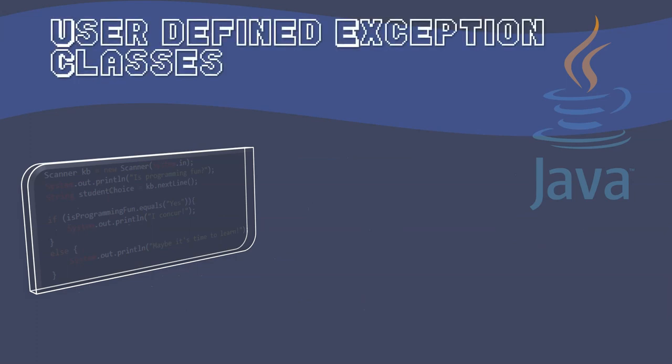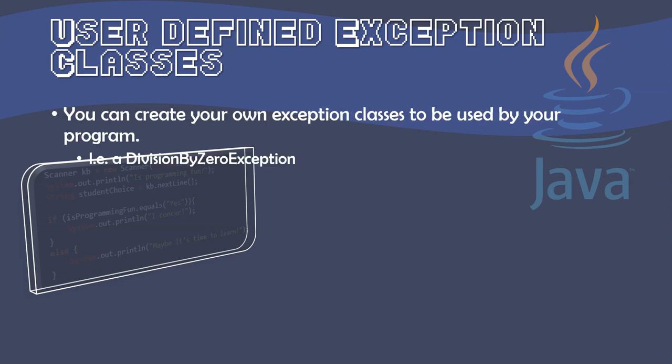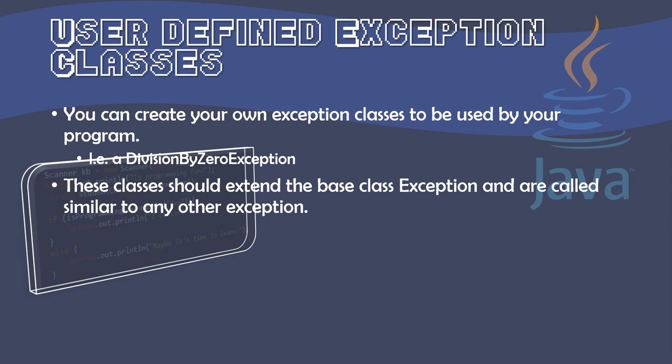Now we of course can also define our own exception classes, and we've done this before in our previous course, such as the division by zero exception, which of course, just, hey, we divided by zero, we're going to throw in an error here. Now, these classes should extend the base class Exception and are called similar to any other exception. Just like we saw the generalized exception, how that got thrown, we can do the same thing here with division by zero.